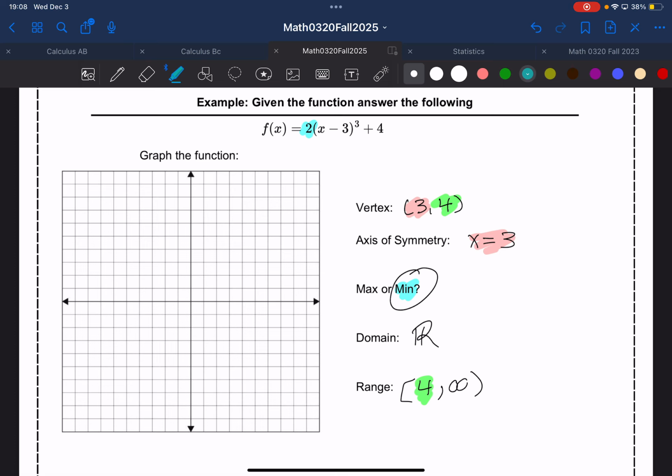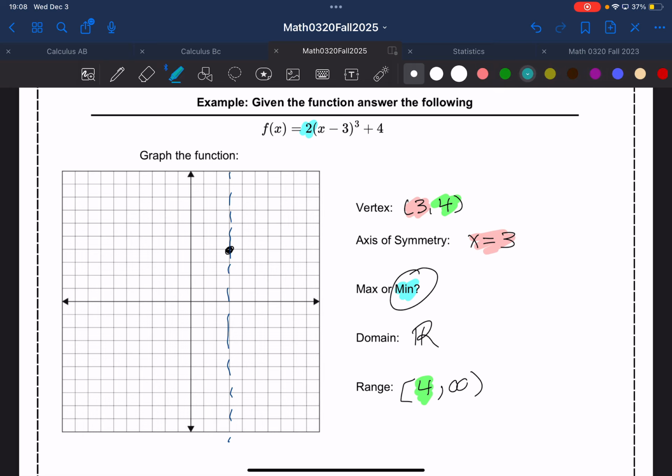So what's nice about this is that we are able to use the information we found to graph this. And if we need any other information, we'll just create a table. So the first thing I'm going to do is plot the vertex. That's at (3, 4). The axis of symmetry goes straight through that vertex. Typically, they do it as a dotted line because we don't want to get it confused with our function. And we know that this is facing up.